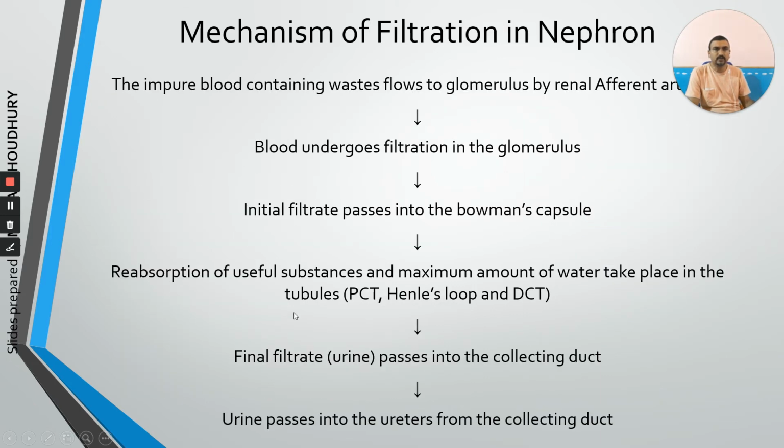While it is going through the tubule, some reabsorption of useful substances take place. A very important term, remember. The useful substances which are reabsorbed from proximal convoluted tubule, Henle's loop, and distal convoluted tubule. That's PCT, DCT, and Henle's loop. Then the final filtrate, that is called as urine, passes into the collecting duct, and the urine passes into the ureters from the collecting duct. I am repeating once again with the diagram.